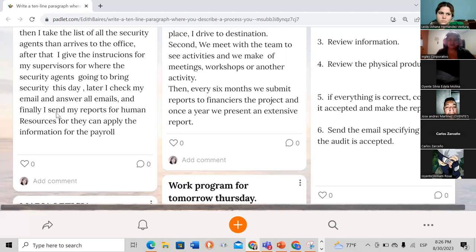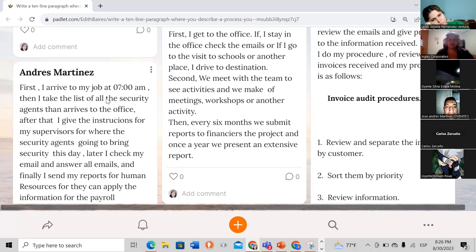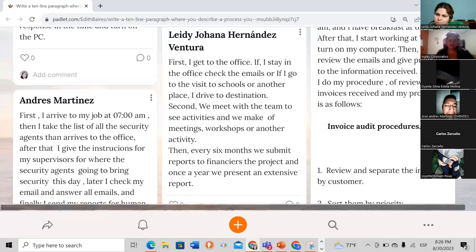Later, I check my emails and answer all emails. And finally, it could be a period here, not necessarily the end. Finally, comma, I send my reports to human resources, comma, so they can apply the information for the payroll. Okay, good. Just punctuation and a better structure, some ideas. Okay, good job. Okay, teacher. Thank you. Thank you.